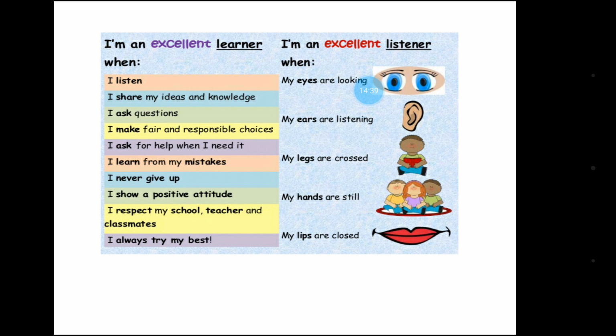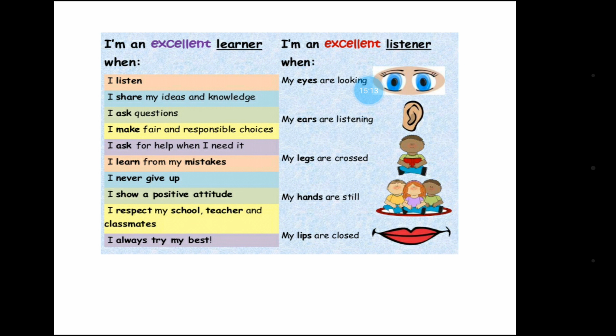a gifted child. I am an excellent learner when I am an excellent listener. Now look, I am an excellent learner when I listen, I share my ideas and knowledge, I ask questions, I make fair and responsible choices. I ask for help when I need it. I learn from my mistakes. I never give up. I show a positive attitude. I respect my school teacher and classmates. I always try my best.